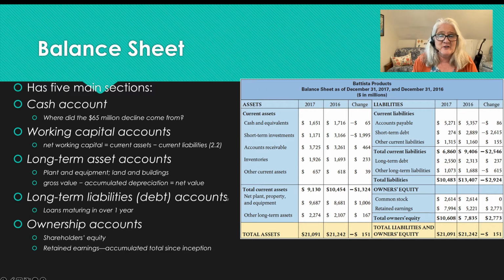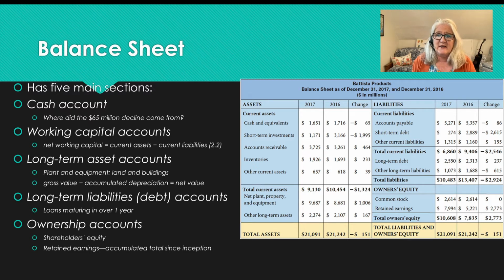So balance sheets consist of 5 main sections. There is a cash account, which holds cash and its equivalents. And then the working capital accounts, which are short-term assets and liabilities. So here we have short-term investments, accounts receivable, inventories, other current assets. So those are your working capital assets, current assets.